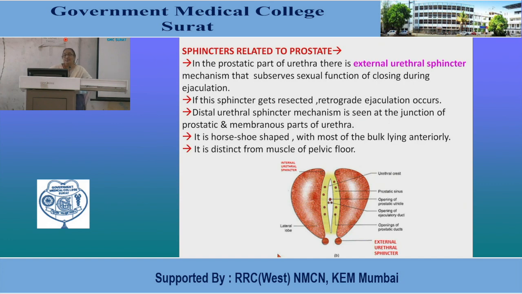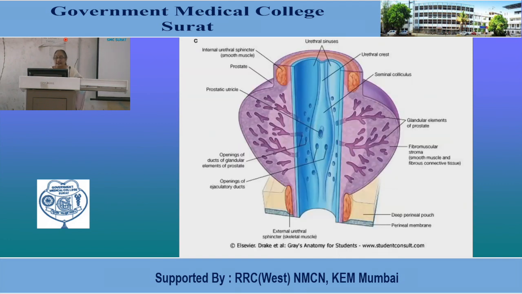It is horseshoe shaped, with most of the bulk lying anteriorly. It is distinct from the muscle of the pelvic floor. Now here you can see the diagram showing the external urethral sphincter and the internal. This is the internal urethral sphincter. You can visualize in the given diagram, upper side and lower side, the external urethral sphincter.